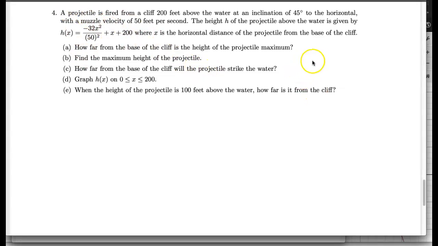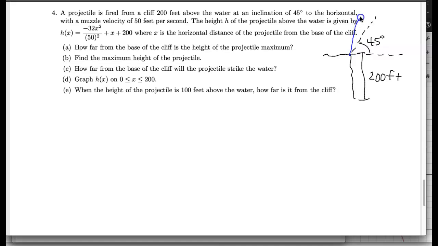So when we're looking at this problem, it's a little helpful to consider a picture. Here's our cliff. It's 200 feet high. And the part that reads the projectile is fired at an inclination of 45 degrees to the horizontal means we're at the top of the cliff, and this is the horizontal, and so the 45 degrees will be here. When the projectile is launched, it's going to go at a muzzle velocity of 50 feet per second.